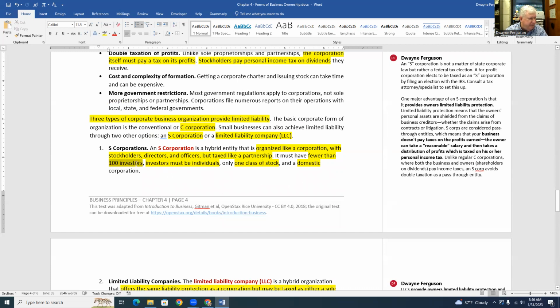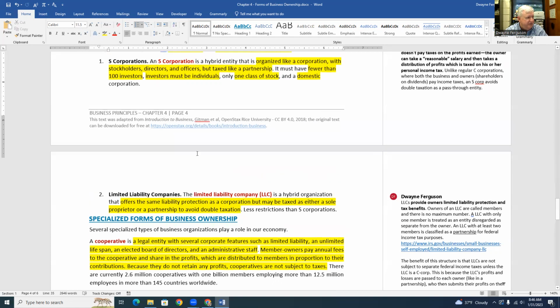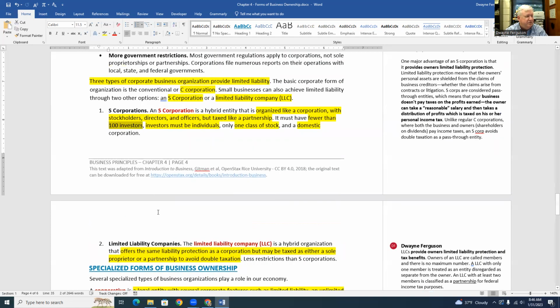Here's the limitation, I guess. The main limitation is you can only issue stock to 100 people. So there would be a maximum 100 owners, basically, of the company. But that's one way around the double taxation. Another way around it is a limited liability company. So it offers the same liability protection as a corporation, but may be taxed as either a sole proprietor or a partnership to avoid double taxation. The difference here is, notice it doesn't have this 100 investor limit.